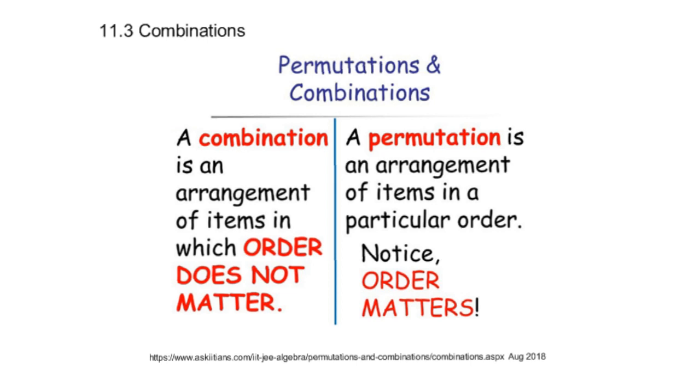Now, for combinations, a combination is an arrangement of items in which order does not matter. For instance, let's say we have a class of 30 students and we want to select 5 students randomly to create a presentation for us. We're selecting randomly. It does not matter which students we select. Order does not matter.